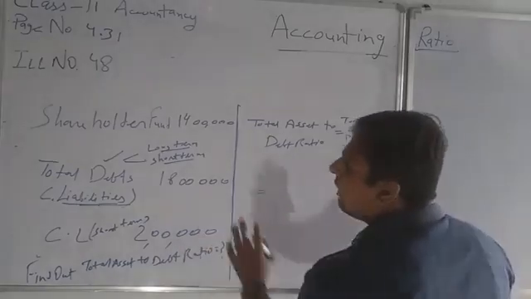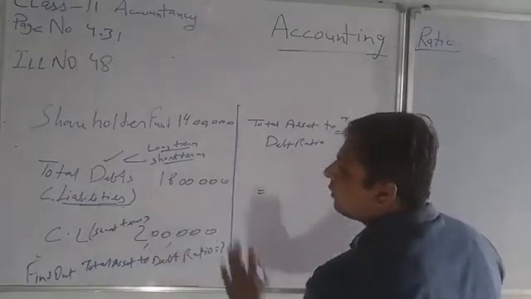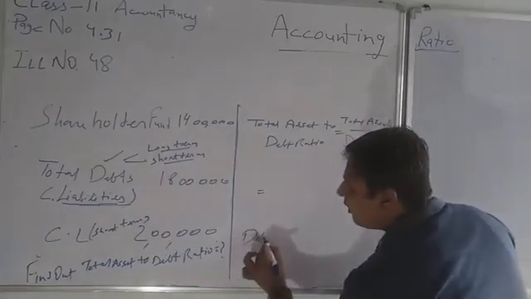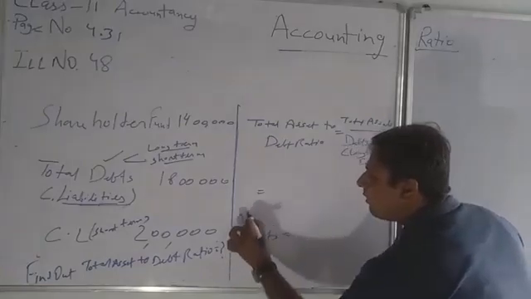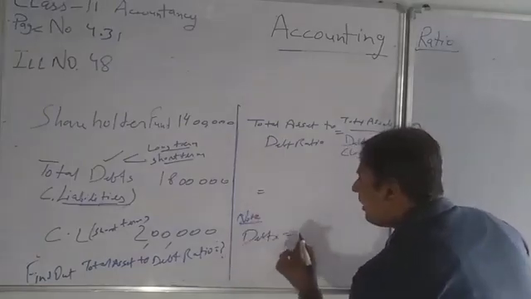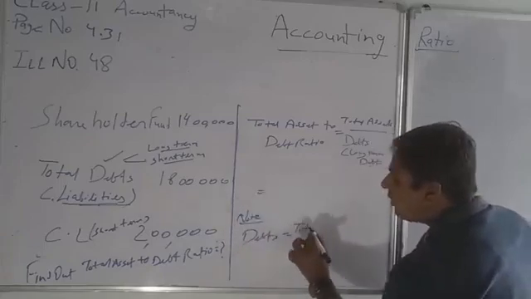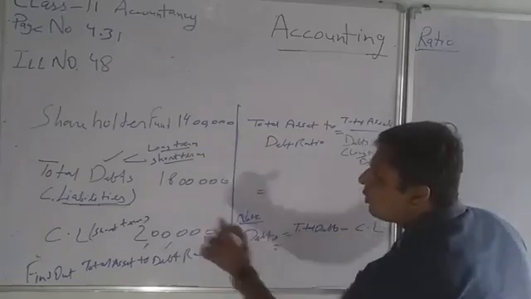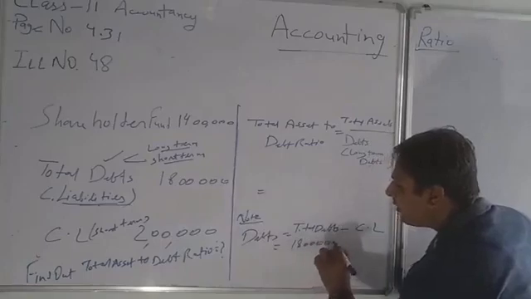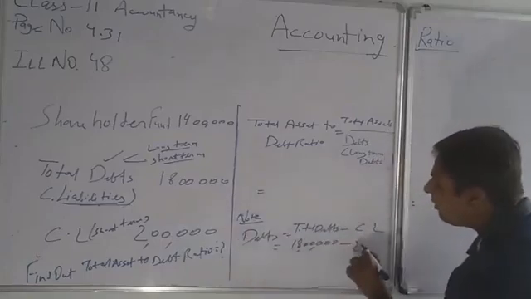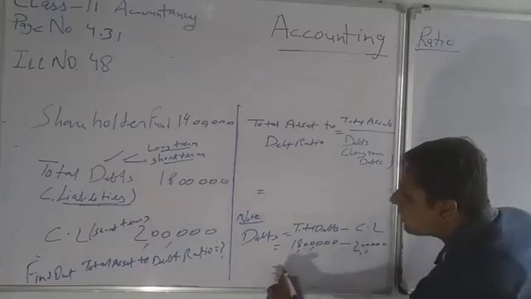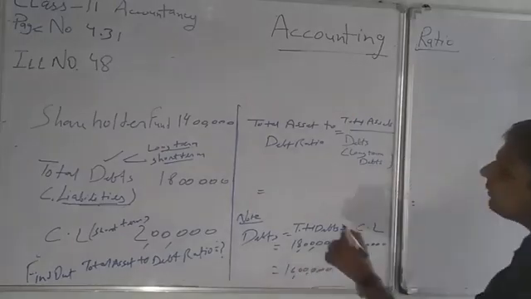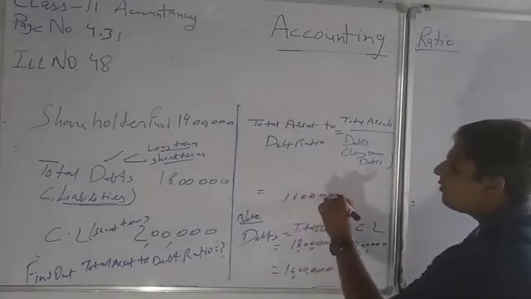So what we have to do? We have to exclude short term for finding long term debts, right? So debts is equal to total debts minus current liability. So here 18 lakh minus 2 lakh. How much comes? 16 lakh. So 16 lakh is our debt.